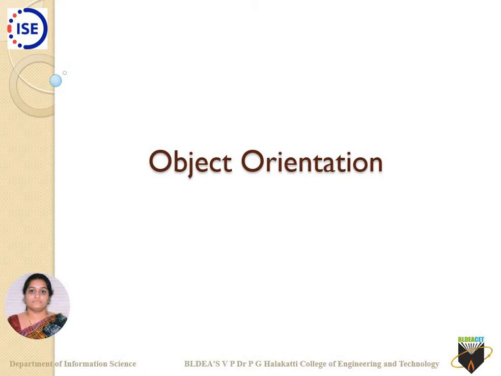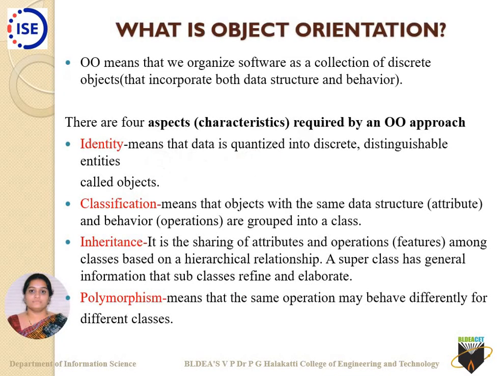Object orientation says that you are mainly encapsulating on the objects rather than the data. So you are not concentrating on the data, whereas you are concentrating more on the objects. Let us come to know what we mean by object orientation. Object orientation means that we organize a software as a collection of discrete objects.